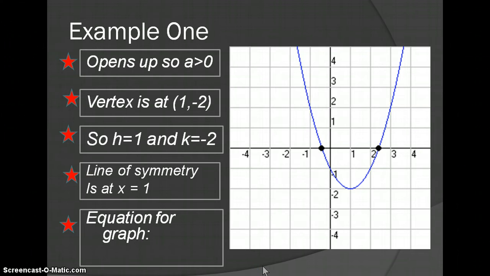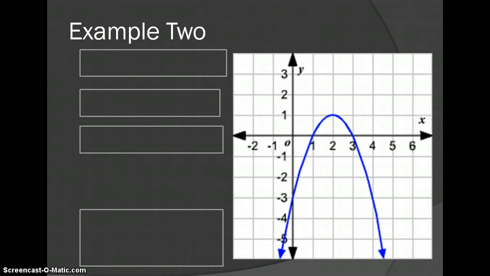Finally, using all of these parts, you can write a basic equation for the graph. y equals a times the quantity x minus 1 squared plus negative 2, where we have substituted the values for h and k into that basic equation for vertex form for a parabola.